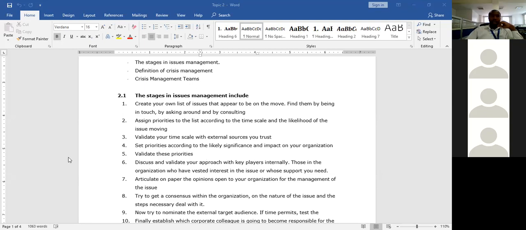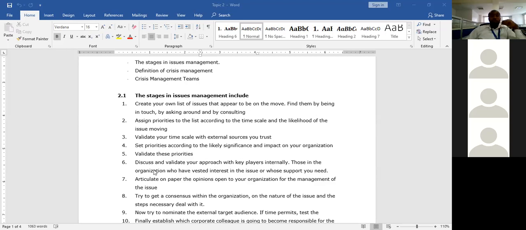Then from there, assign priorities. Now that you have a list of issues that are on the move as far as that organization is concerned, assign priorities. To assign a priority simply means give the most important issue, put it as number one. Deal with the most important issue first, and the least important last. So assign priorities to the listing according to the time scale and the likelihood of the moving issue.